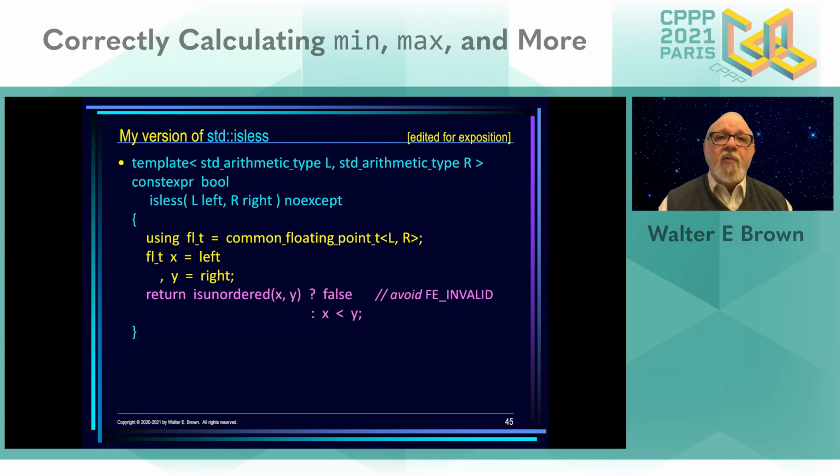Now, we could just let it go by saying x less than y, but there is the possibility, if I have a NaN involved, I could be raising a floating point exception because NaNs are not ordered. So by asking whether they are in fact unordered, I can return a false directly. Right? They're unordered, so they're not in order. So is less is false. And that way I avoid the possible floating point exception.